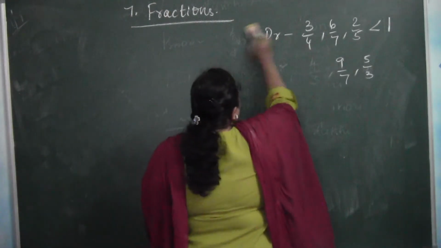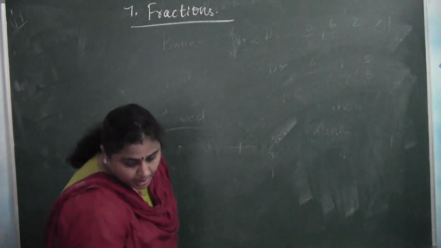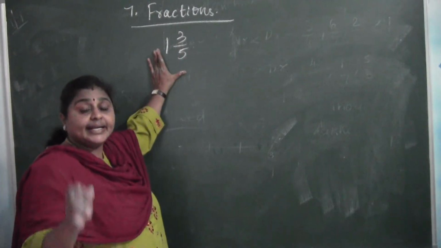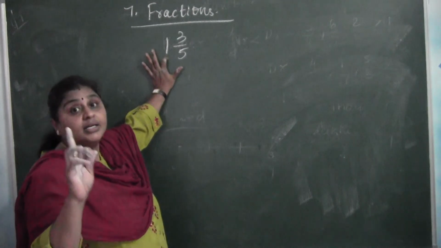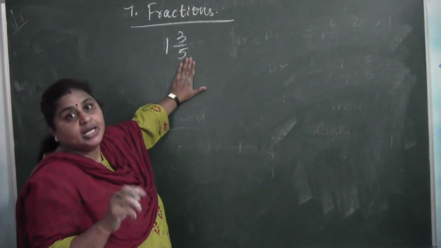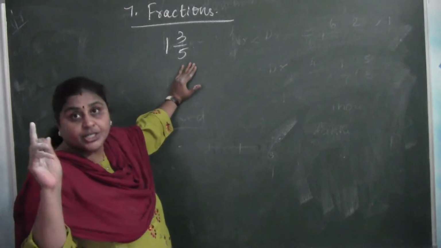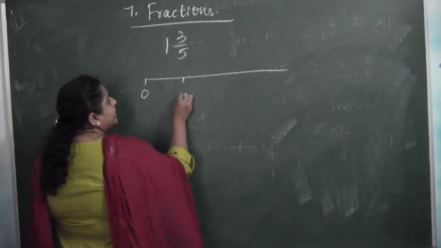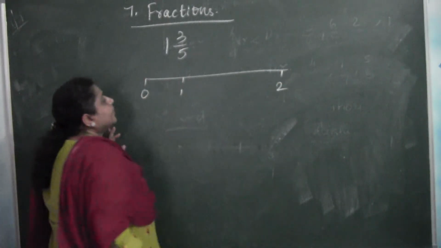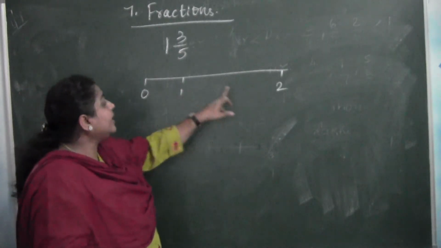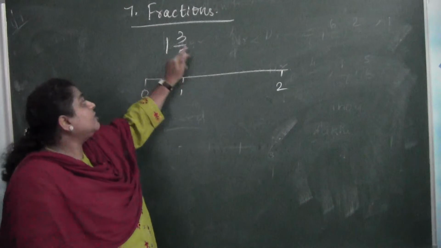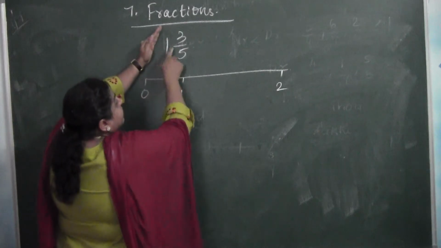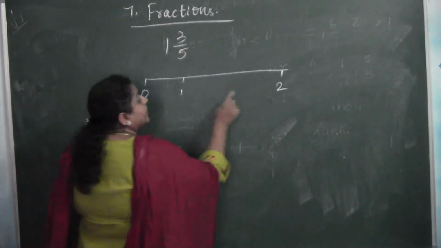Look at the board very carefully. Now I have 1 3 by 5. 1 3 by 5, it means it lies between 1 and 2. Now let us draw a number line. Always start with 0, then 1, then 2. Now between 1 and 2 I have to represent 3 by 5. If it is only 3 by 5, I will represent it between 0 and 1. But it is 1 3 by 5, so I am representing it between 1 and 2.